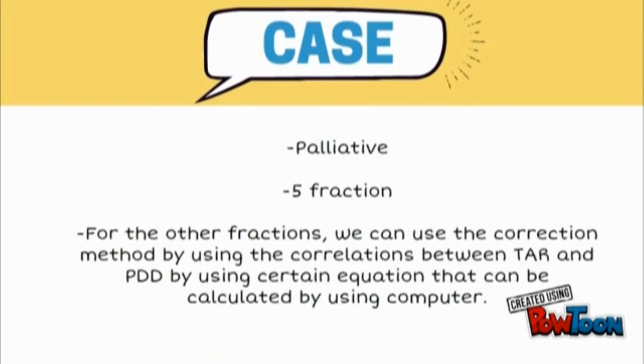There will not be much implication for this patient because usually for palliative treatment there will be 5 fractions, and for the other fractions we can use a correction method, using the correlation between PAR and PDD with a certain equation that can be calculated by computer.